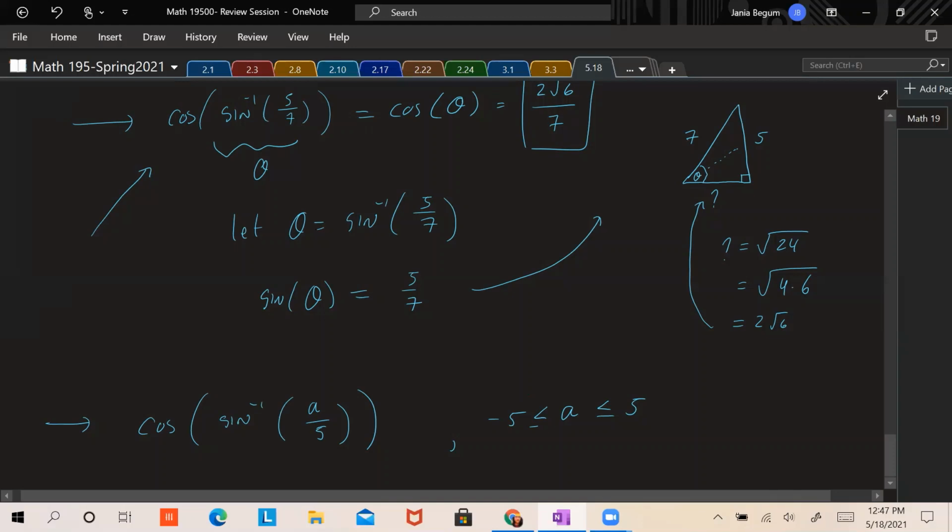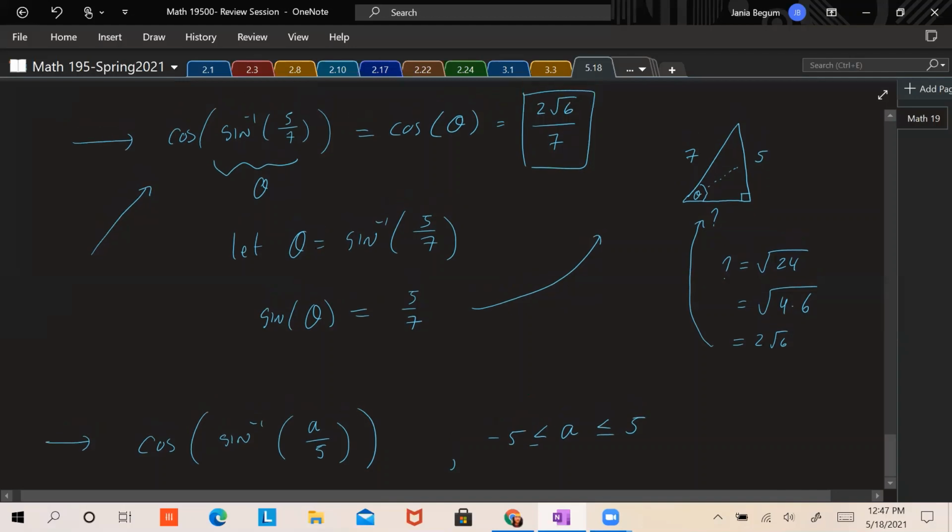Okay, cool. All right, so any questions on inverse functions and their compositions?